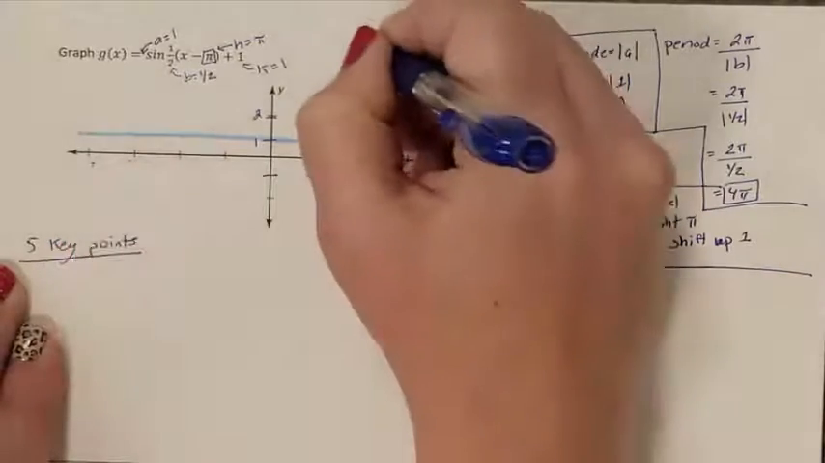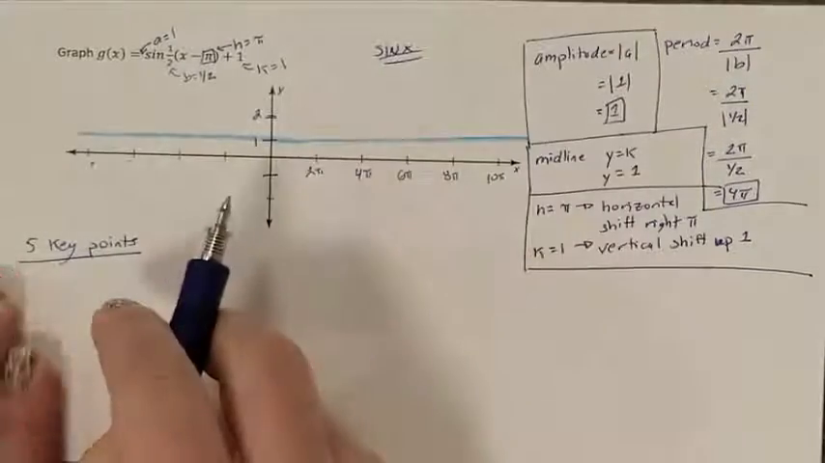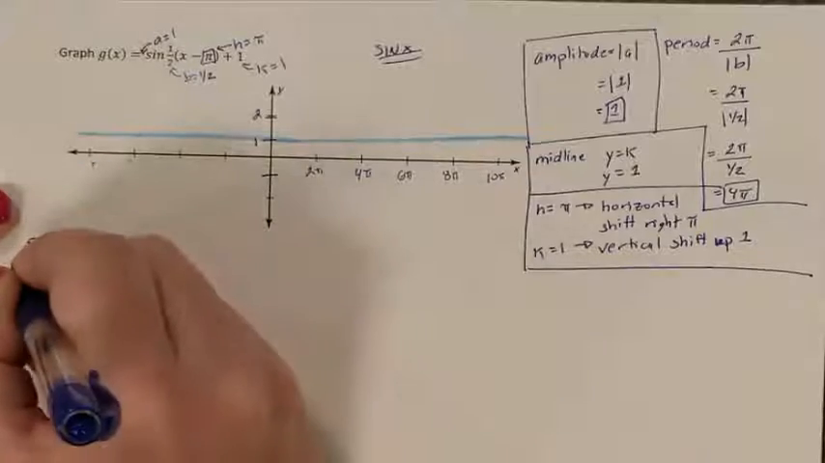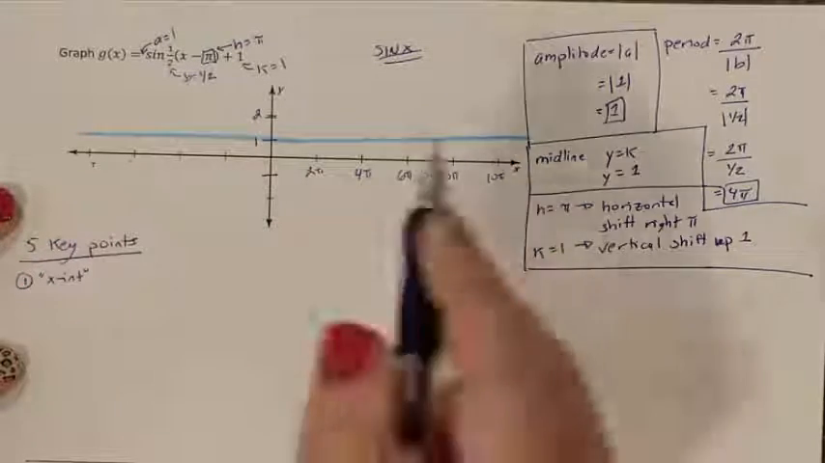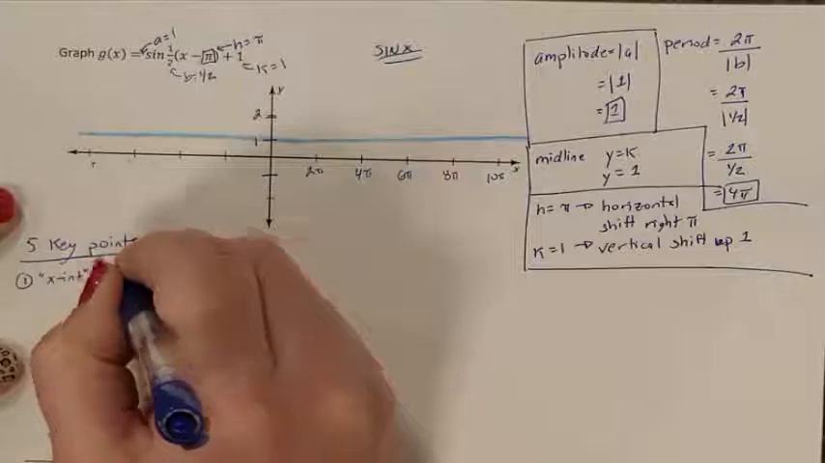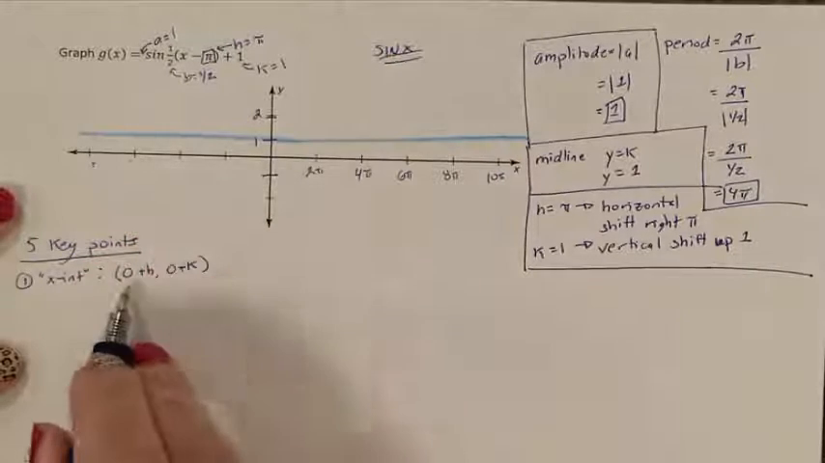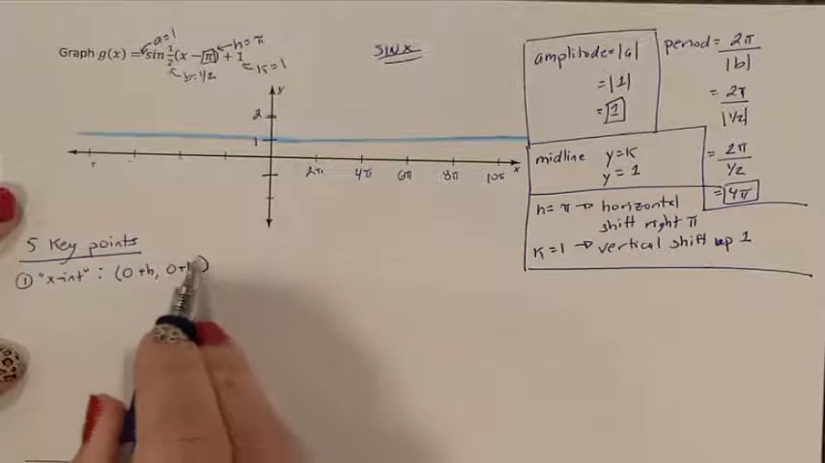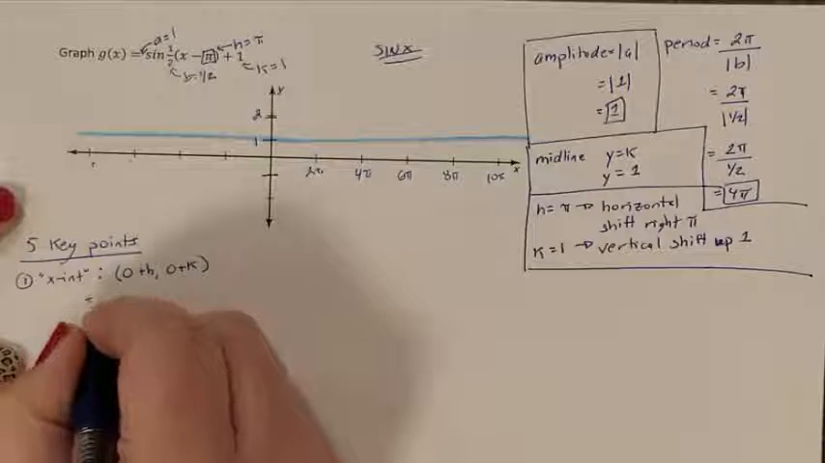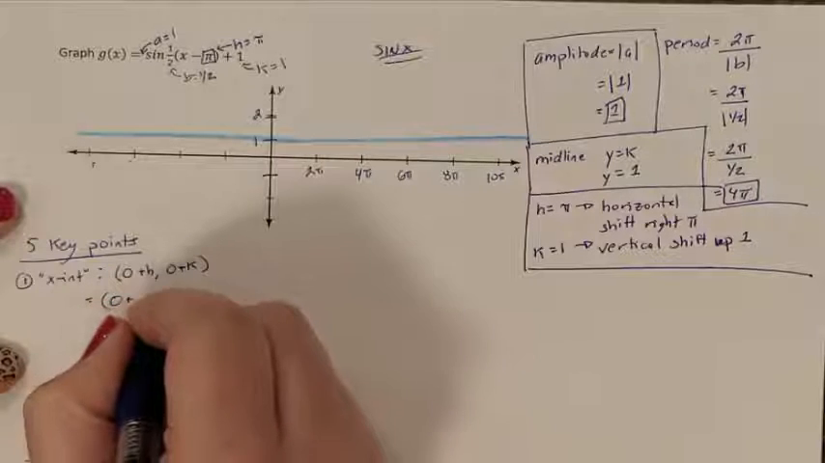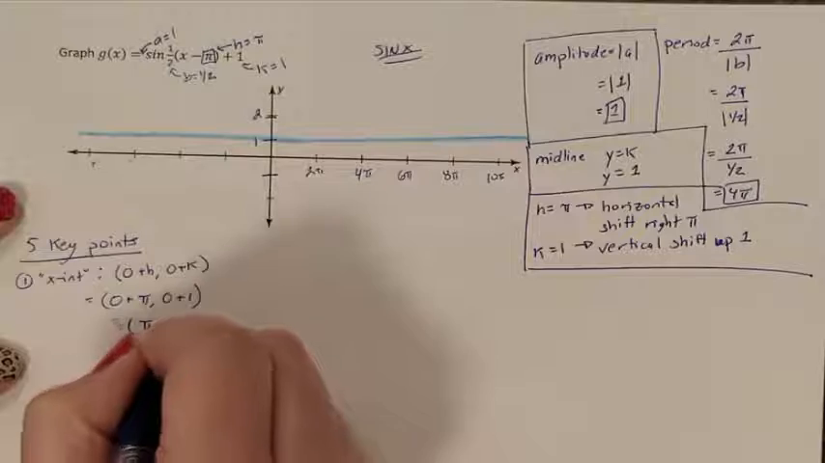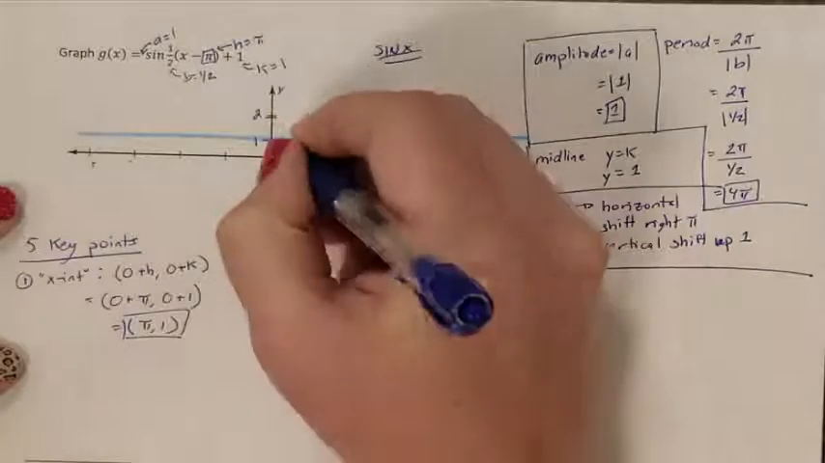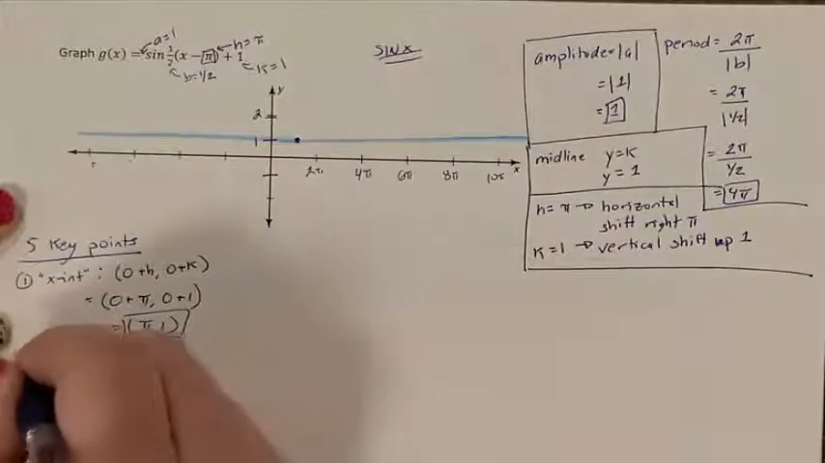This is a sine function. The sine has 3 intercepts, so we need to make sure we find all 3, and they're not x-intercepts, they are midline intercepts. This is the first intercept, taking into account your horizontal and vertical transformations. So my first intercept is 0 plus pi and 0 plus 1. So the coordinate point pi, 1 is my first intercept, which is right there.